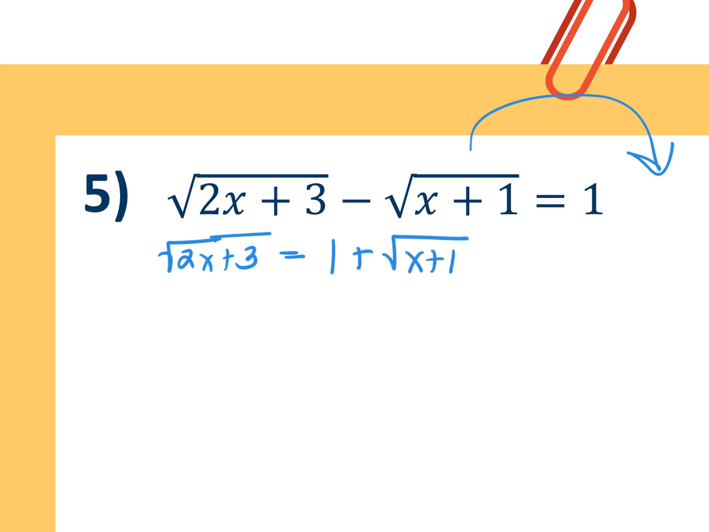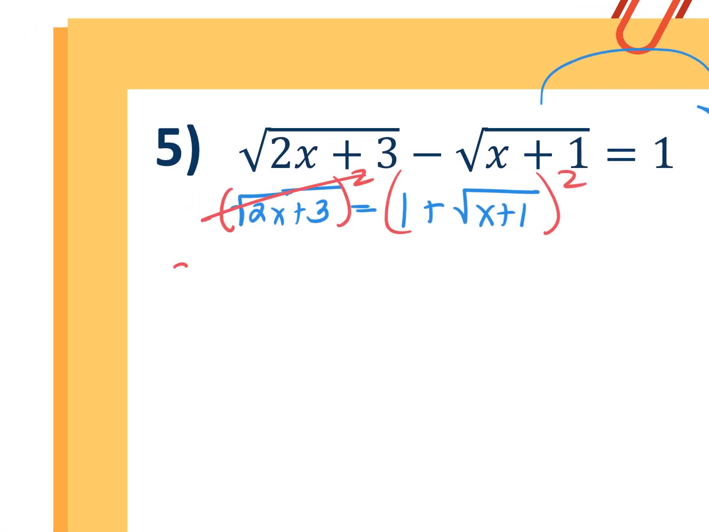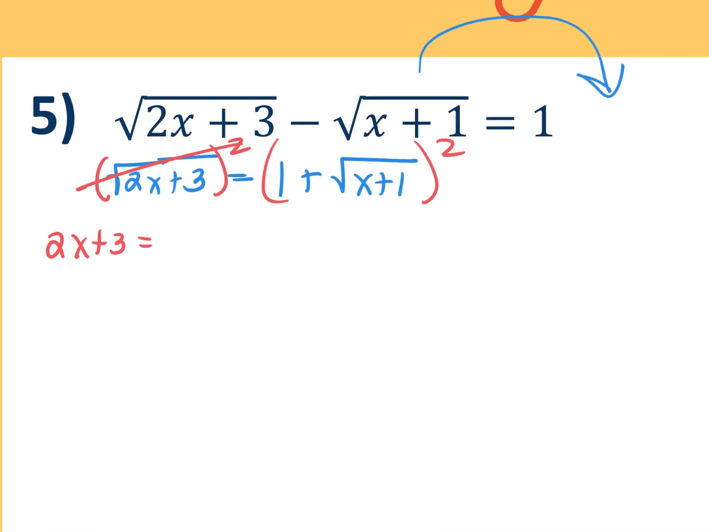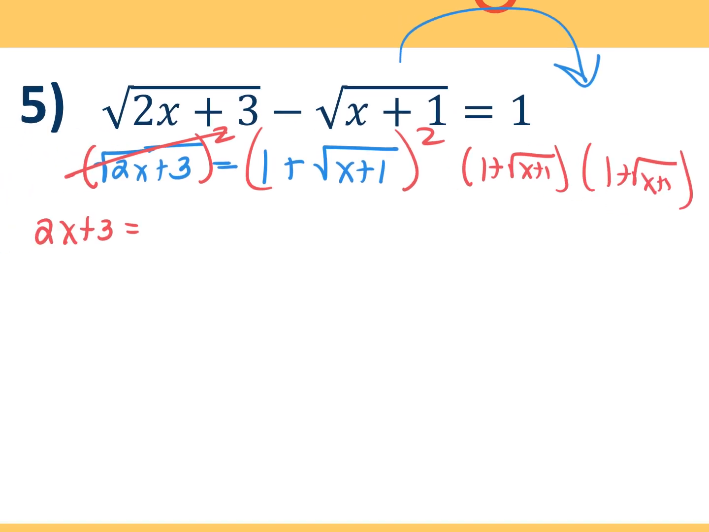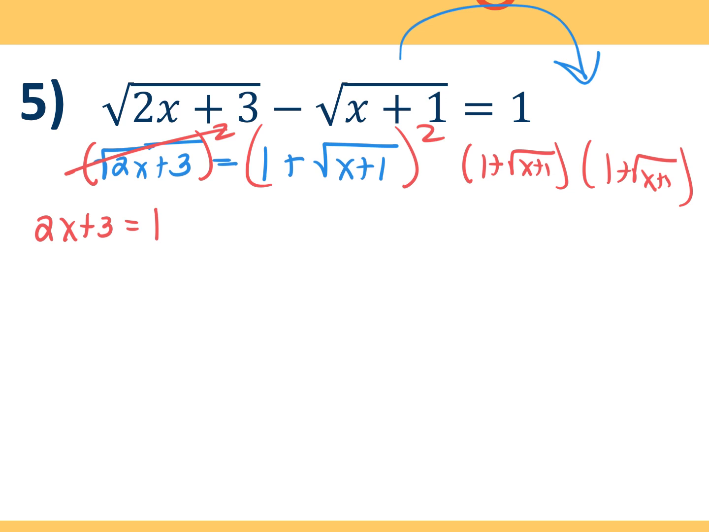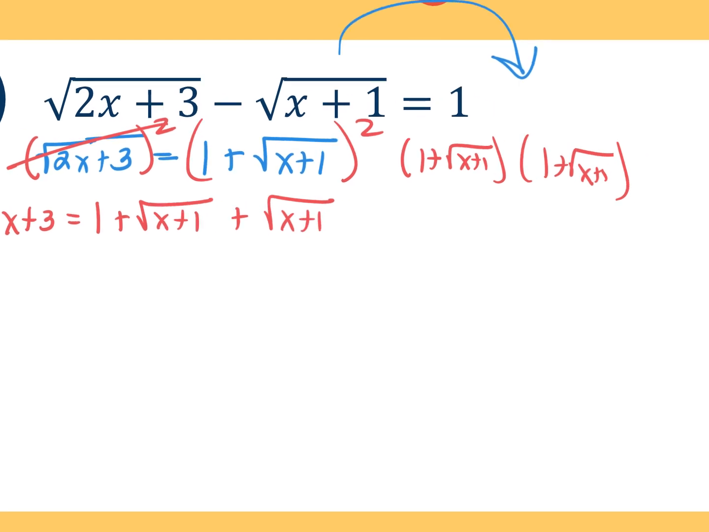All right, so I have radicals on either side. We're good to go. I can't isolate them. I can't combine them or anything. So what I'm going to do now is square both sides of my equation. When I square this square root, this becomes 2x plus 3. Over here, we're going to FOIL. This is the same as 1 plus the square root of x plus 1 times 1 plus the square root of x plus 1. So 1 times 1 is 1. 1 times the square root, so I have plus the square root of x plus 1, plus the square root of x plus 1. And then when I multiply these two square roots together, the square root cancels. So I'm just left with x plus 1.